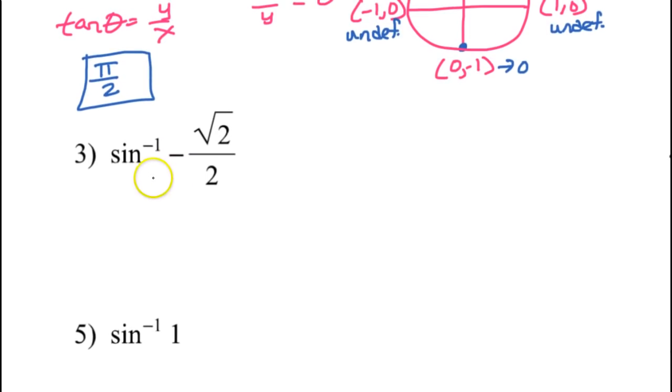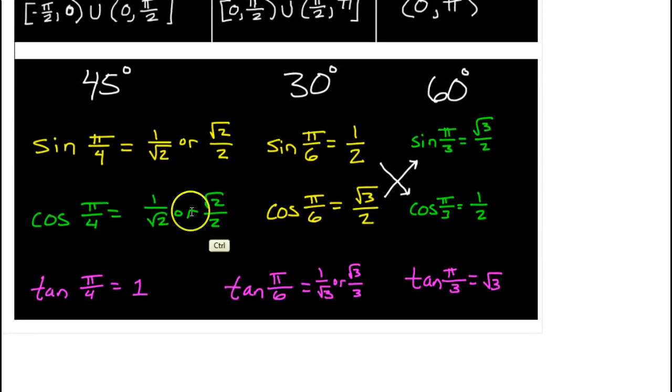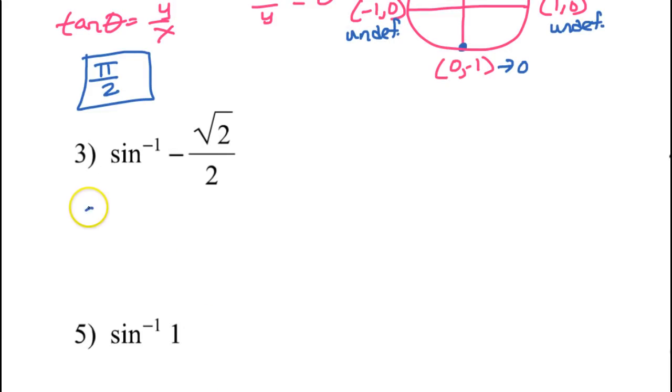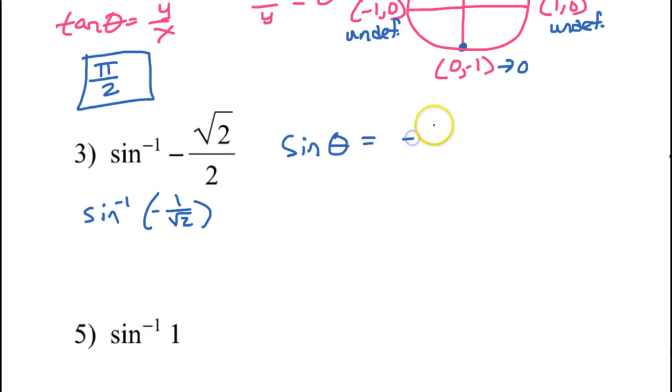Okay, more practice. When you see this problem, the inverse sine of negative radical 2 over 2, first of all, I need you to understand that radical 2 over 2 is the same thing as 1 over radical 2. So if you learned it as 1 over radical 2, don't get confused. These are the same thing. So this problem is the same as the inverse sine of negative 1 over radical 2. And what you're asking yourself is: the sine of what angle is equal to negative 1 over radical 2?